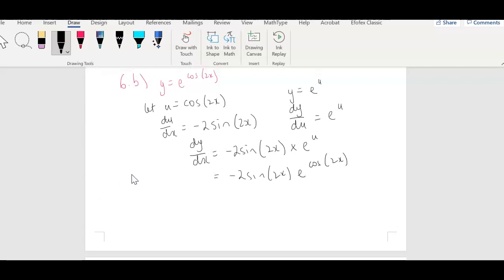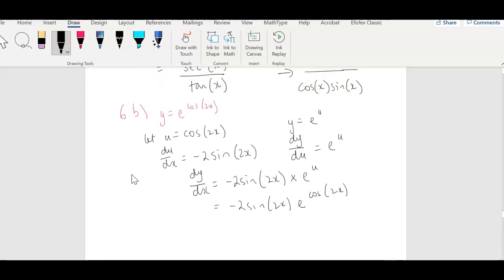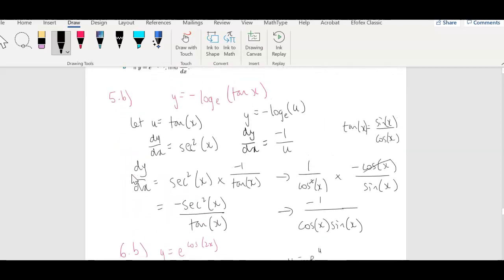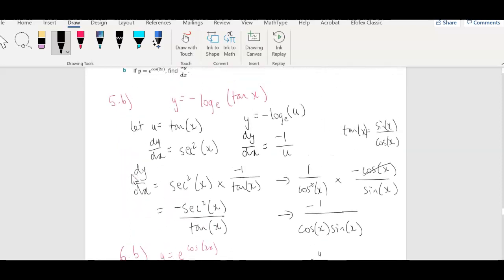All right, sorry, I had to pause because I was getting really distracted. Yeah, so I think the important thing for you to understand is probably, as you can see in 5b, how I wrote the answer differently. So you're not expected to know these trig identities. Okay, so leaving your answer as negative sec squared x over tan x is fine. But then if you went ahead and wrote -1 over cos x sine x, that's also fine.